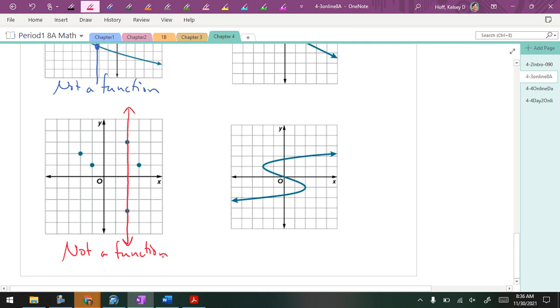This one. Yes. No. What? Tell me where you have a problem with it. Here? How about here? Here? So function or no? Not a function.